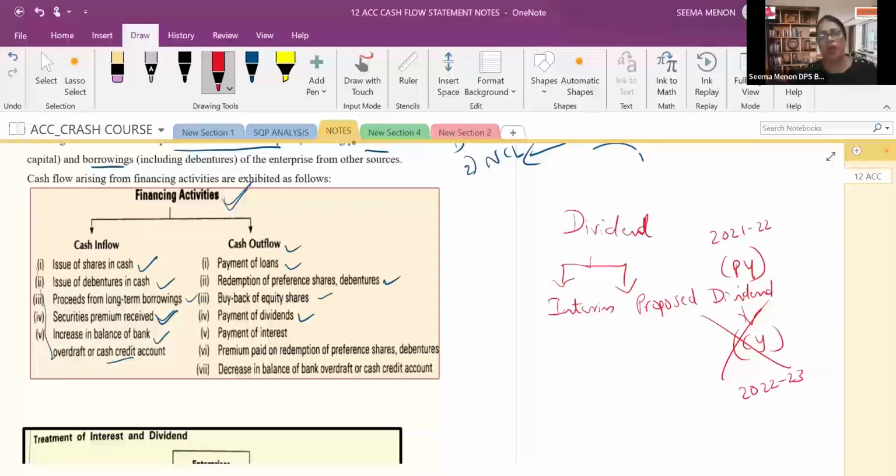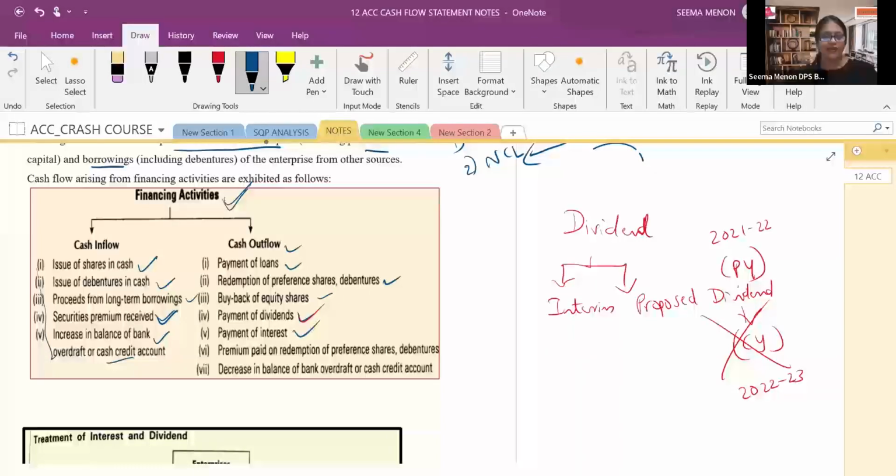It will be shown always after the notes to account as a footnote under contingency reserve in the balance sheet. After notes to account, as a footnote, it will be shown. Right? So I hope payment of dividend is also clear to you.